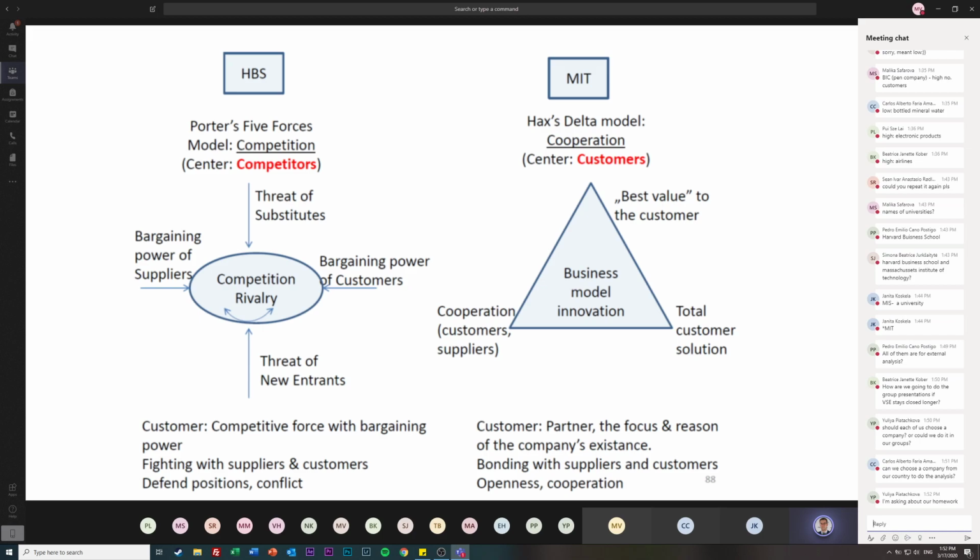Okay, can we choose a company from our country to do the analysis? Carlos is asking. Yes, of course. It's really up to you what kind of country and what kind of company it is. It could be some internationally famous company, or something else. It could be a domestic company or a foreign company. Really up to you.